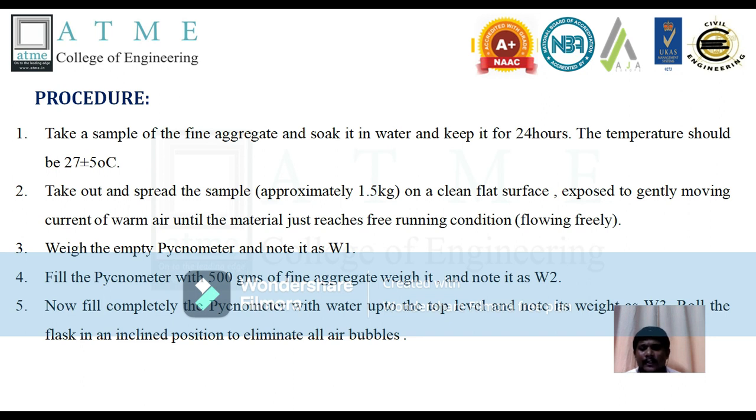The next step is to weigh the empty pycnometer with its cap and note it as W1. The second step is to fill the pycnometer with 500 grams of fine aggregate, or 1/3 of the pycnometer height, and note it as W2. In the third step, fill the pycnometer completely with water up to its top level and note it as W3.